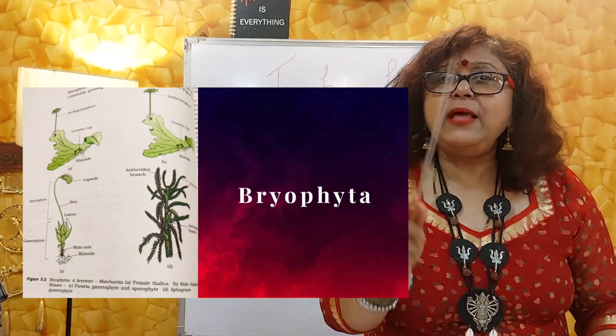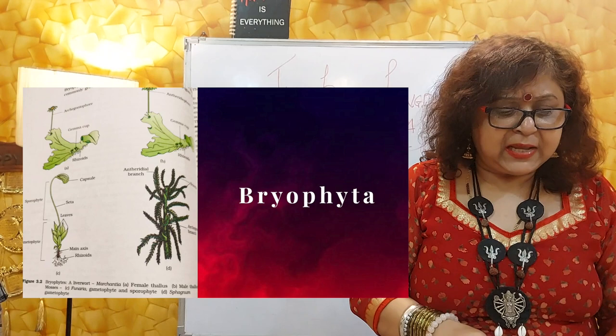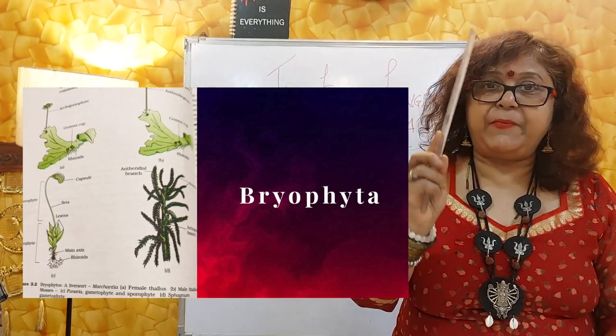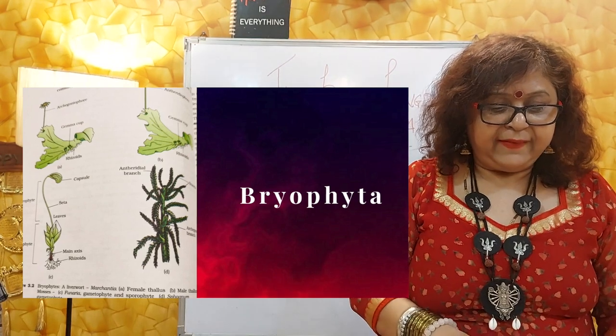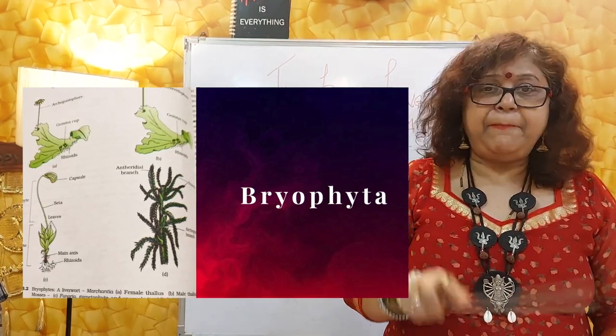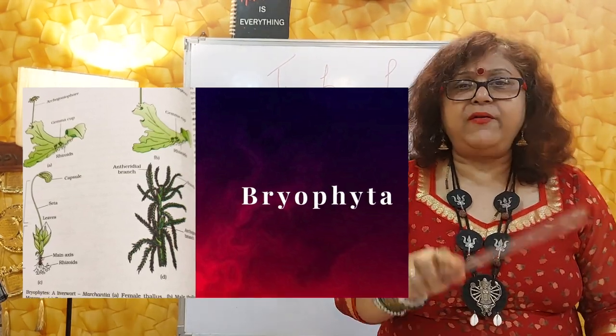Now, why are the bryophytes called the plant amphibians? Because these plants can live in soil but are dependent on water for the sexual mode of reproduction. That is the key answer here. They usually occur in damp, humid and shaded localities. They play a very important role in plant succession on bare rocks and soils.